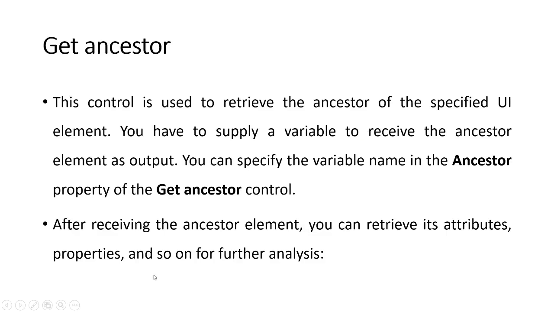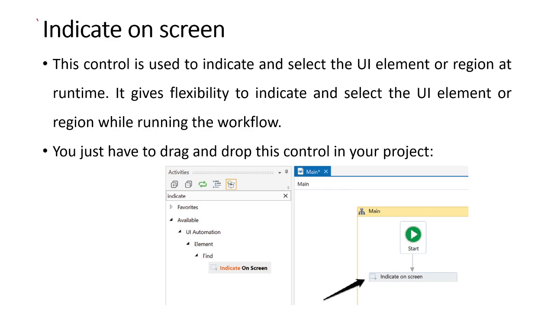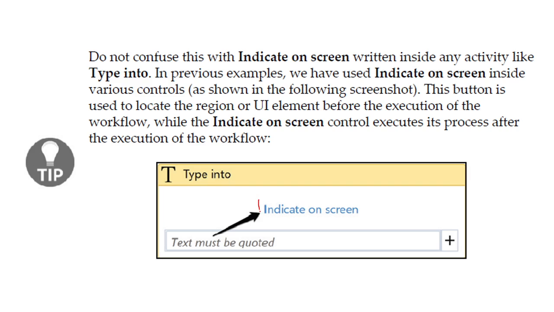Hi one and all. So in the previous class we learned about an activity called getAncestor, and we understood the need of that getAncestor activity with a simple example, right? And after that we learned another interesting activity called indicate on screen. So be careful with this explicit activity with the option called indicate on screen that you will get in some other activity like type into, click, double click and so on.